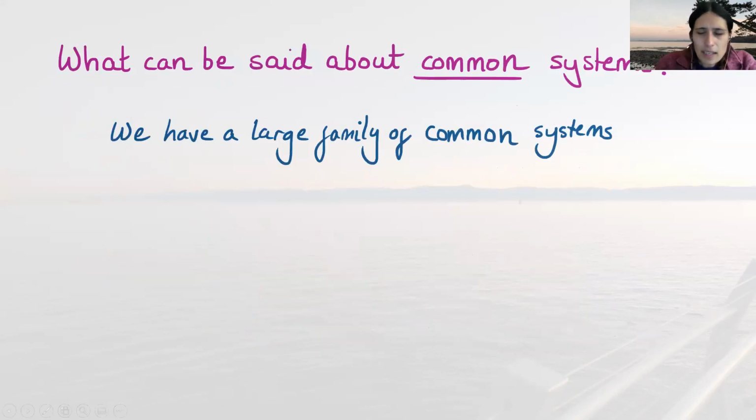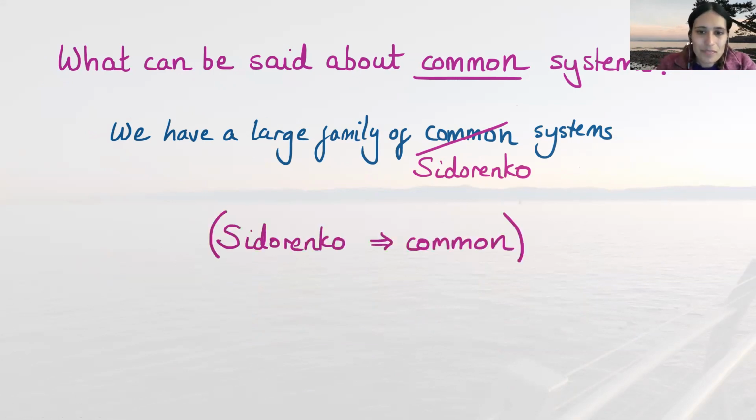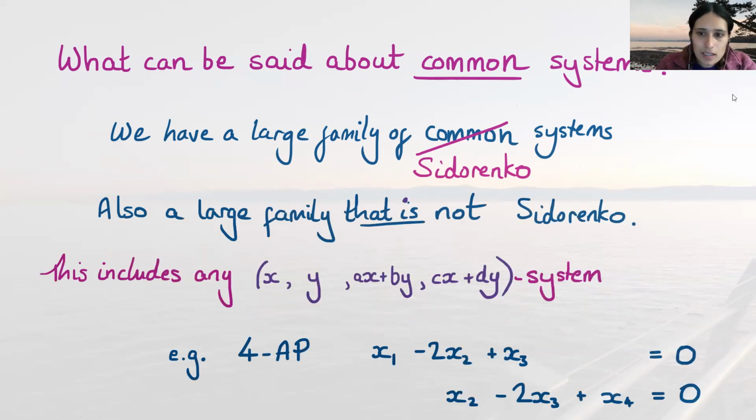So you can, doing this, make a large family of common systems. And in fact, the proof gives that they're Sidorenko, but I said we wouldn't talk too much about that. We're talking about commonness. But the theorem that I spent some time talking about actually gives a large family that's not Sidorenko, right? So any system containing a 4-term arithmetic progression, or indeed any system containing something like this, is uncommon.